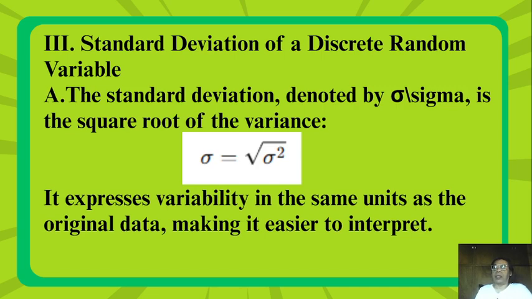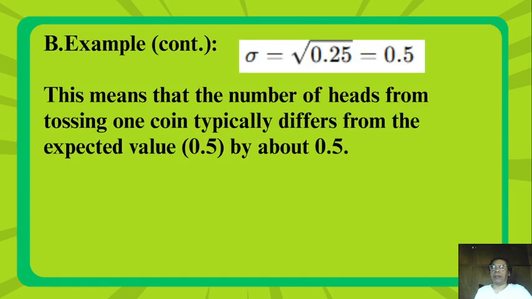Standard deviation of a discrete random variable: the standard deviation, denoted by sigma, is the square root of the variance. So our sigma is equal to the square root of sigma squared. It expresses variability in the same unit as the original data, making it easier to interpret. In our continuation, sigma is equal to the square root of 0.25.